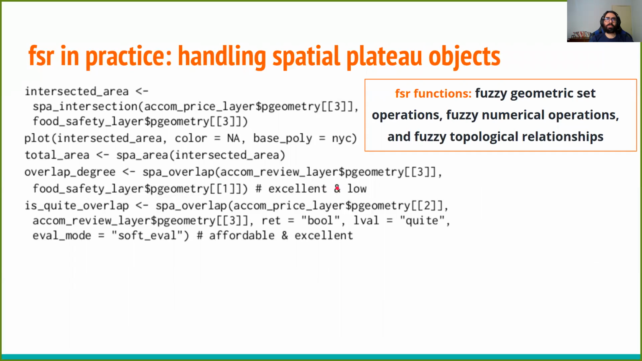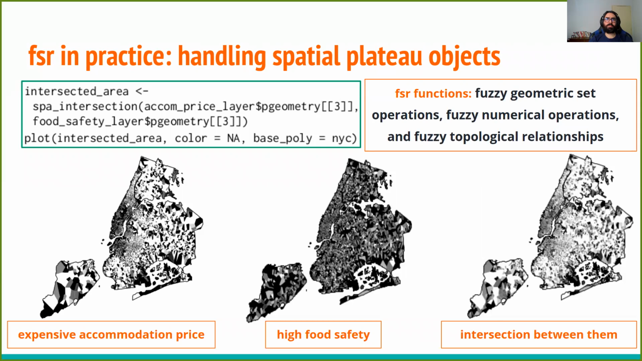The FSR package provides several fuzzy spatial operations to manipulate the spatial plateau objects. In this example, we assume that all plateau region objects of our running example are built. In this program, we use fuzzy intersection to discover to which extent the locations have expensive accommodations and restaurants with high food safety, as shown here. So we get these two plateau region objects and make the intersection between them.